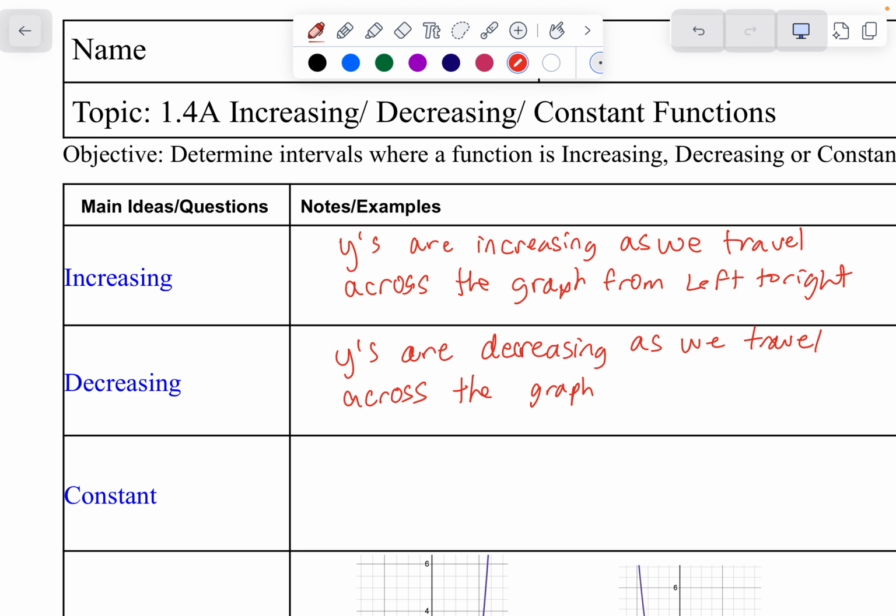A positive sloping line is increasing. A negative sloping line is decreasing. So it's all about what the y's are doing. If I would walk across the graph from left to right, am I going up or am I going down? Is my height increasing? Is my height decreasing?